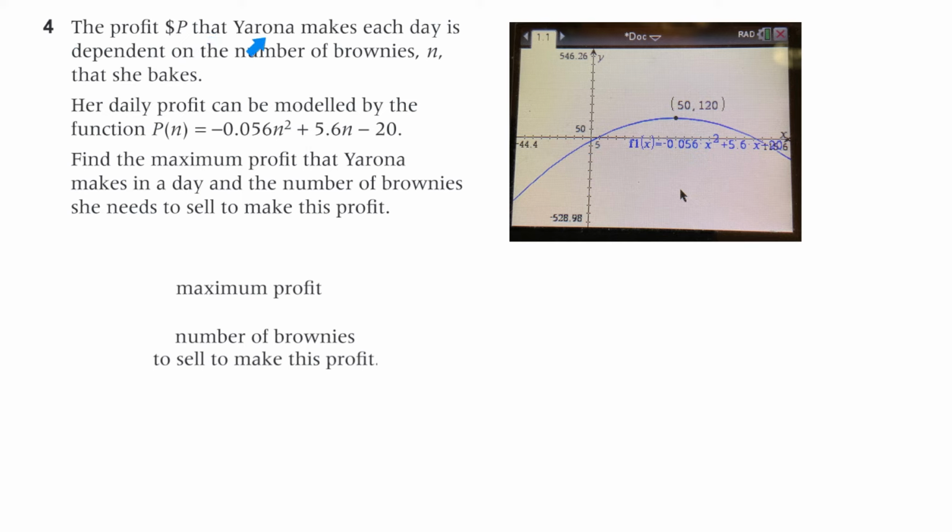4, the profit P that Yarona makes each day is dependent on the number of brownies n that she bakes. Her daily profit can be modeled by this function. Find the maximum profit that Yarona makes in a day and the number of brownies she needs to sell to make this profit. Well, again, I just put that straight in the calculator. I used the analyze graph function to find the maximum, and therefore the maximum profit is 120. I think the book is wrong on this. I think they've got 50 and 50, but it's 120, and so that reads off there to 120, and this is 50 here. So the number of brownies to sell to make this profit is 50. So that was also a quick one.